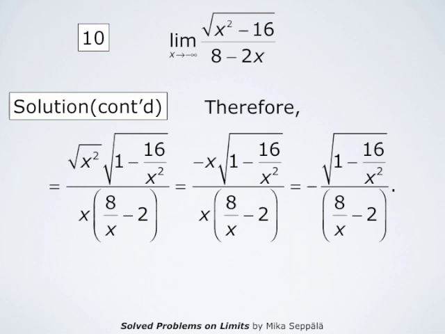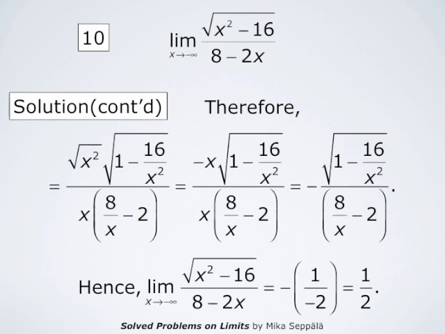And now we may perform the direct substitution. X equals negative infinity. 16 divided by x squared is 0. 8 divided by x is then also 0 when x equals negative infinity, and we get minus 1 divided by minus 2. So the answer is that the limit is minus 1 divided by minus 2, which is just 1/2.